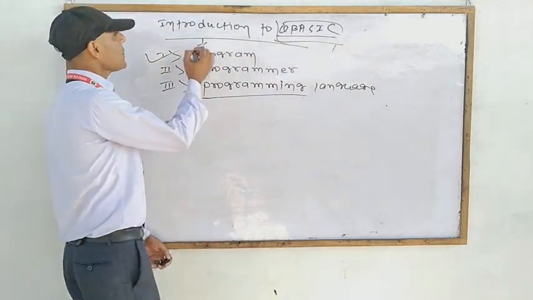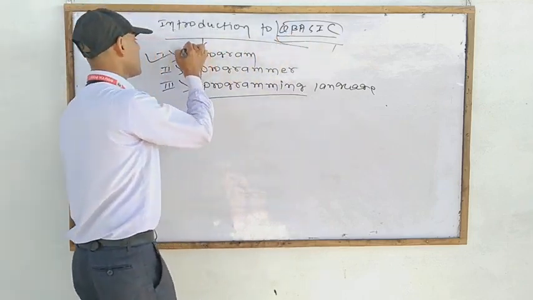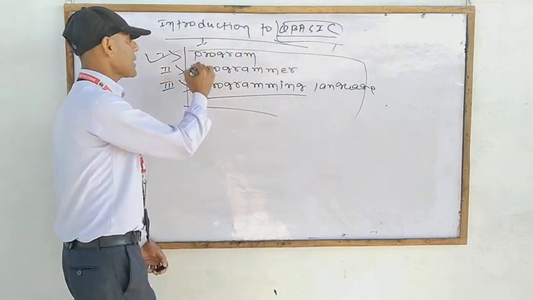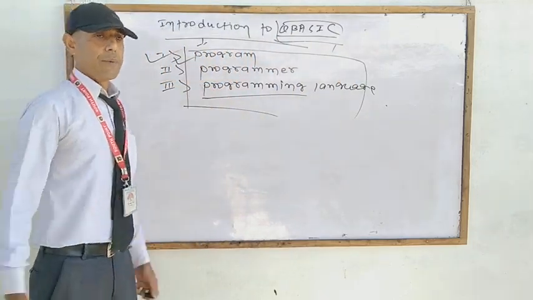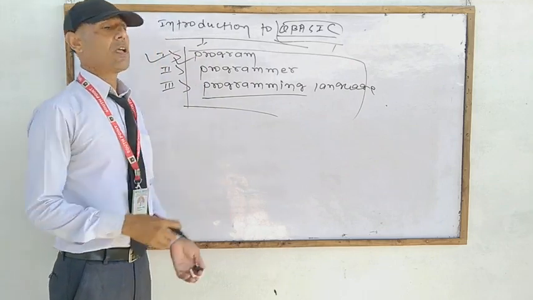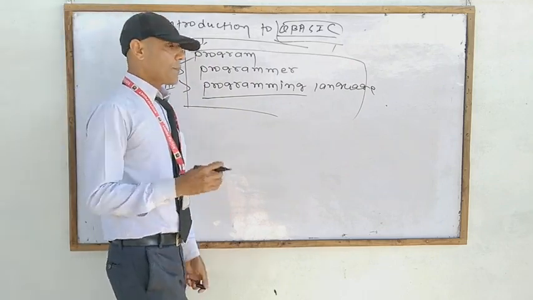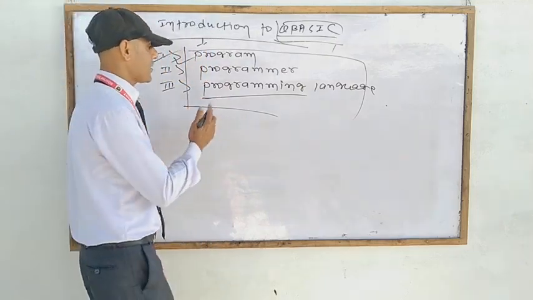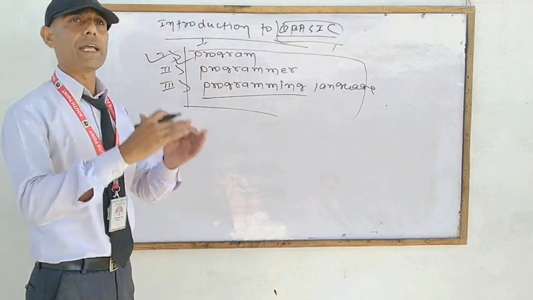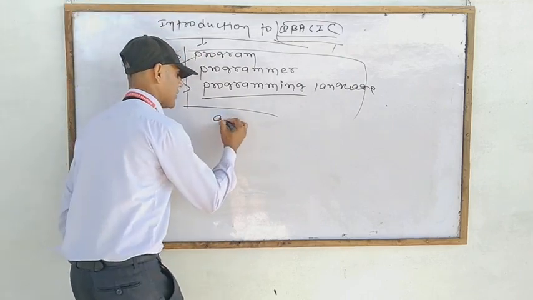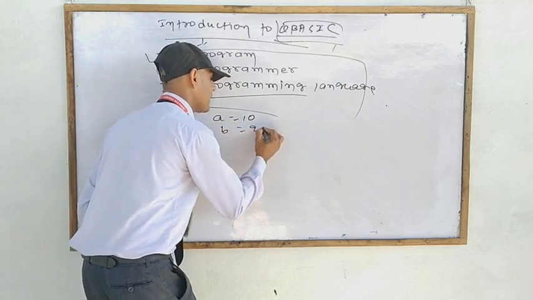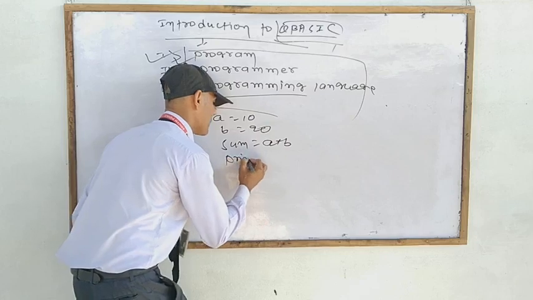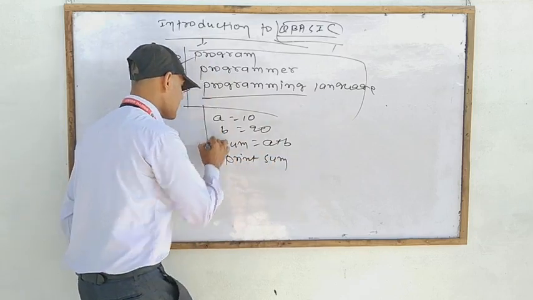Okay? First of all, QBasic program, these are the components or elements for the QBasic programming language. First of all, program. What is a program? We must know about the program, which is designed by the programmer. The program is the set of instructions or code which has a specific task. As an example, we are not talking about any programming language. Simple: A equal to 10, B equal to 20, sum equal to A plus B, and print sum. Okay, this is a program.